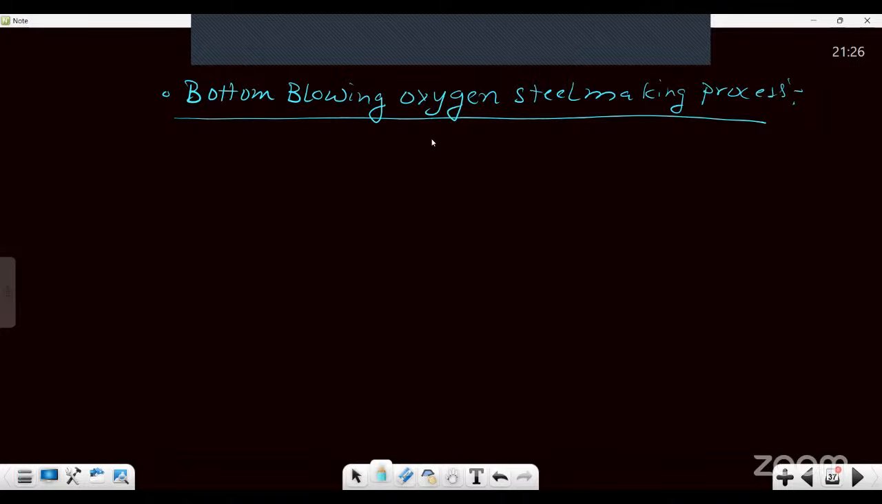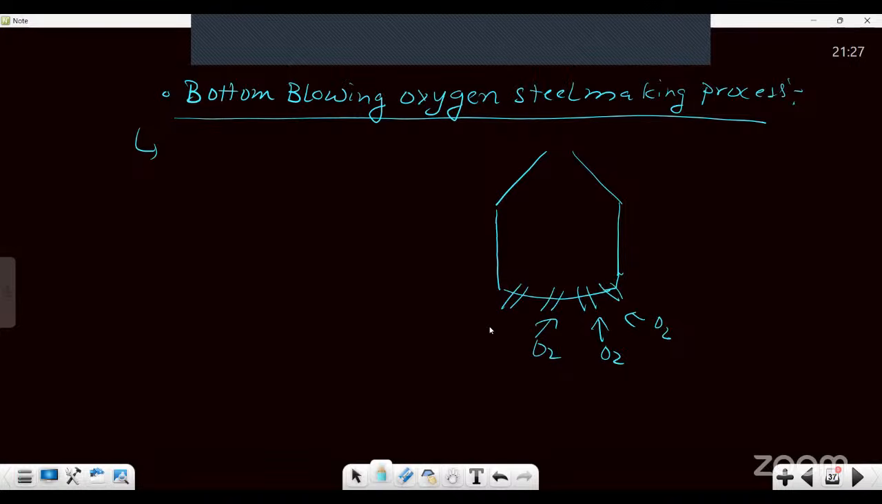In this process, pure oxygen is blown from the bottom of the converter through refractory lined tuyeres. In the LD process, oxygen was blown from the lance; here we blow the oxygen from the bottom. So pure oxygen we are blowing from the bottom.